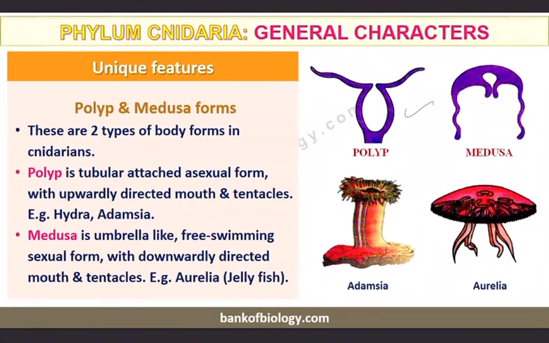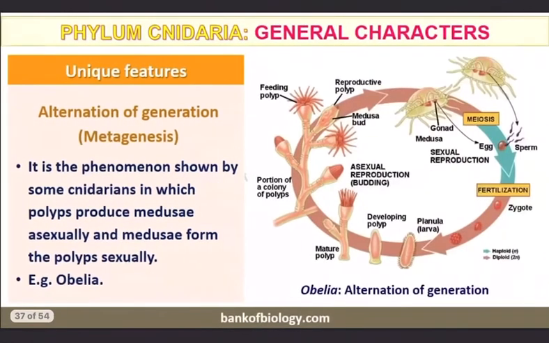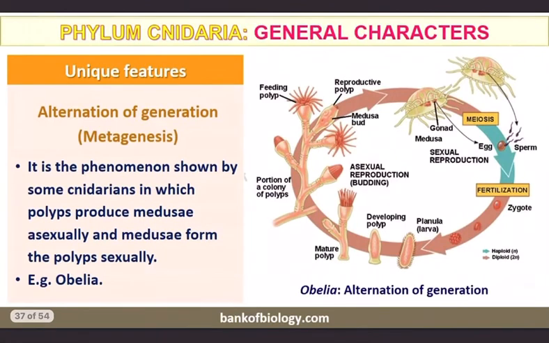And there are two forms, polyp and medusa. In both you can see the presence of gastrovascular cavity. And there are two types of body forms in cnidarians. One is polyp, is tubular, as you are seeing here. It is like a tube, and it is attached, a sexual form with upwardly directed mouth and tentacles. Example, hydra and adamsia.